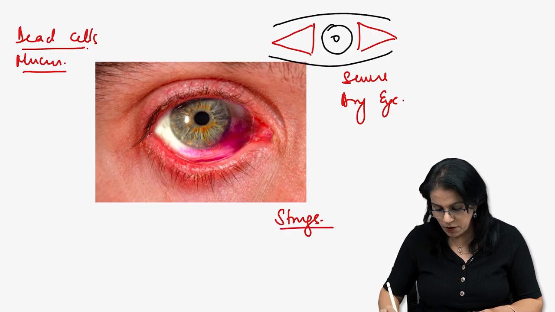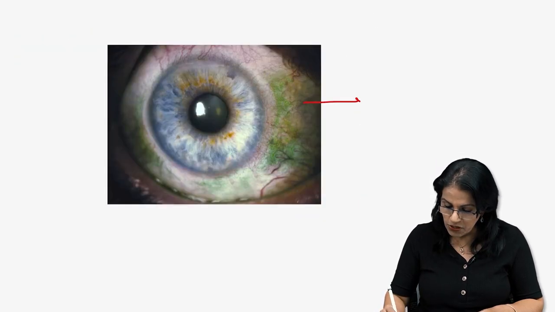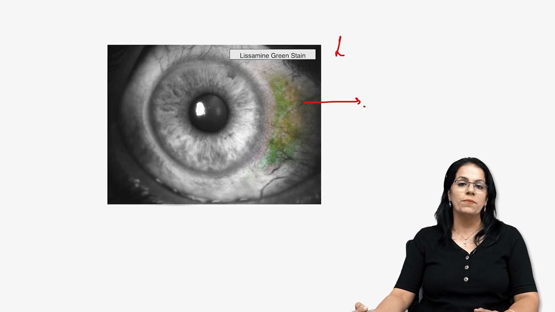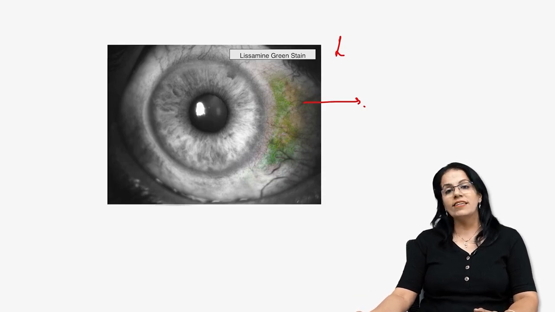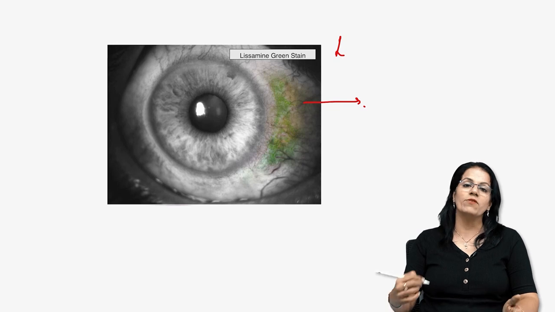It stings a lot and therefore avoid it. What I will choose is lissamine green, because this also stains dead cells and mucus only. Okay. So, I do it with lissamine green. And if I have to see the corneal changes, of course, then it is fluorescein.